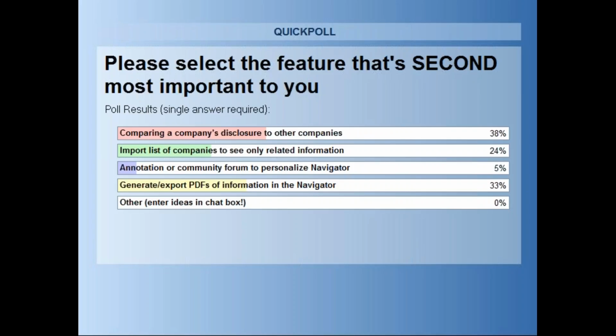Okay, so for the second most important feature to use, still the comparison. So that's really a message coming through loud and clear, but then also right behind it is generating, exporting PDF. So we maybe had those two people switch from one to the other over the last two. So that's really interesting for us to see. Thank you for your help with that.